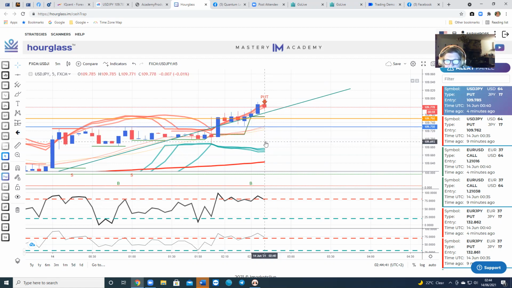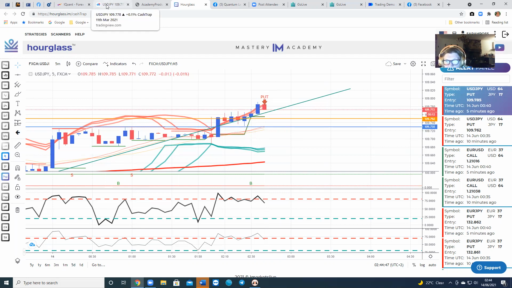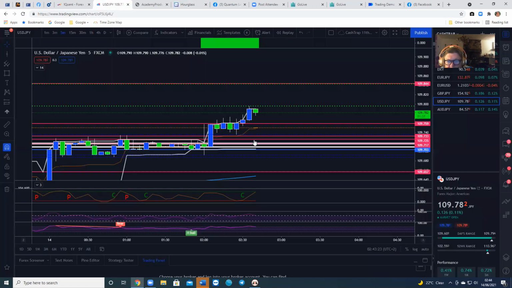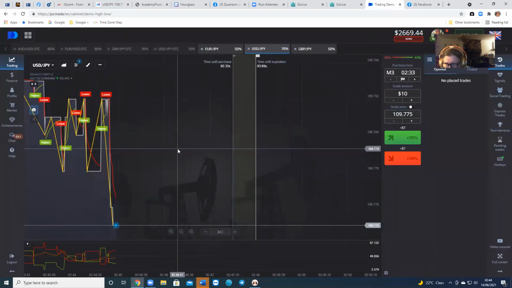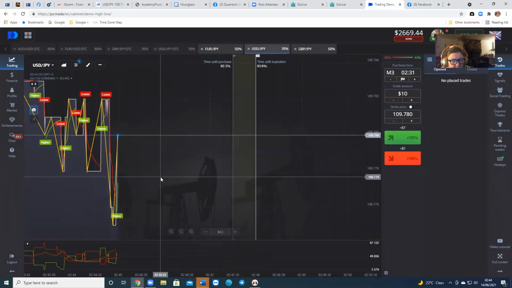So 19 seconds to go. Cashtrap is saying the price is 778. Oh, look, that's a nice little pullback. 776 on TradingView. And we've got 775. Oh, I was just literally going to press the button then. That moved fast, right?